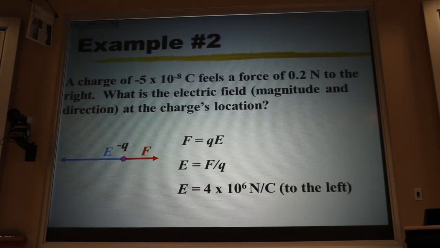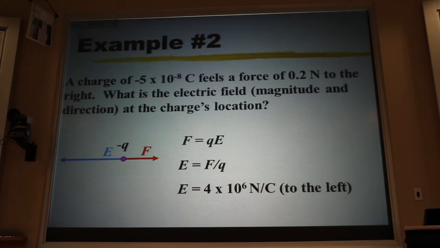This is a -5 times 10 to the minus 8 coulombs. And I want the electric field. The electric field is going to be 0.2 newtons over 5 times 10 to the minus 8 coulombs. I put the minus sign, this becomes right over the minus sign. Well, that's like dividing by -1. That's the same as minus right, which is the same as left.